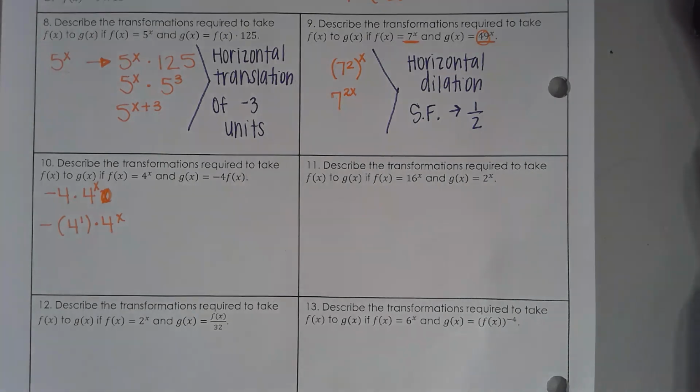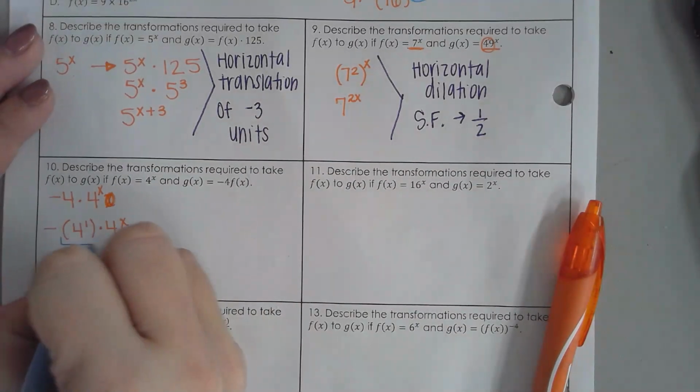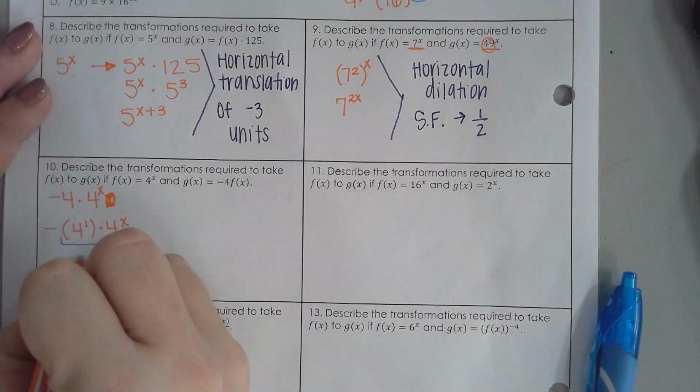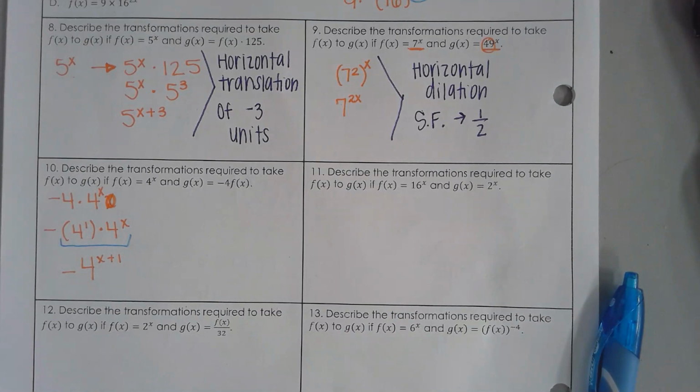So if I have 4 to the first times 4 to the x, this right here is the same thing as 4 to the x plus 1. If you type this into your calculator, putting some random number there, and you type this in with that same x value, they should be the same thing. Those are equivalent, just different ways of writing them.